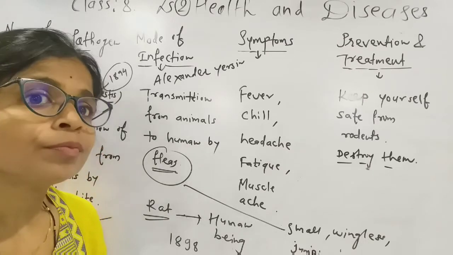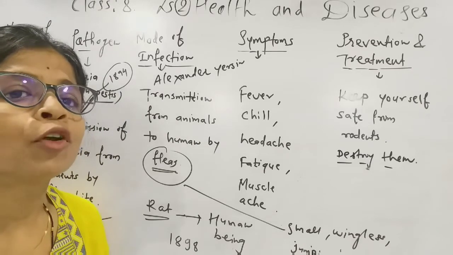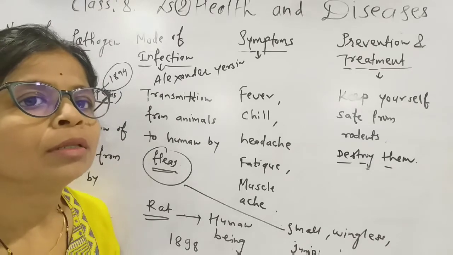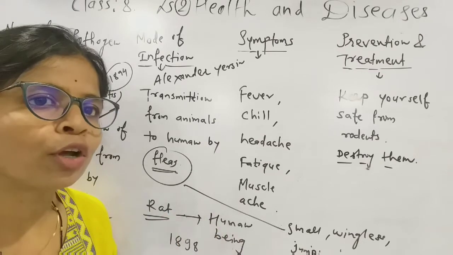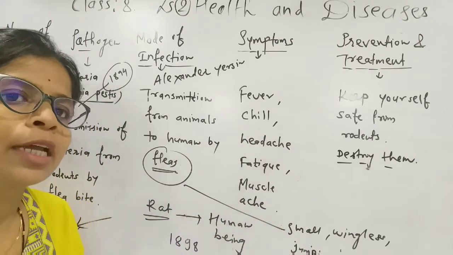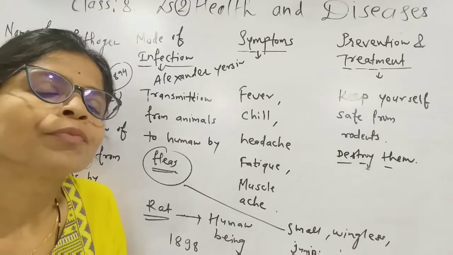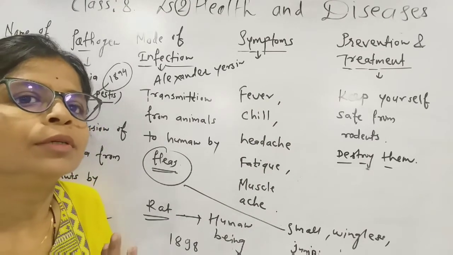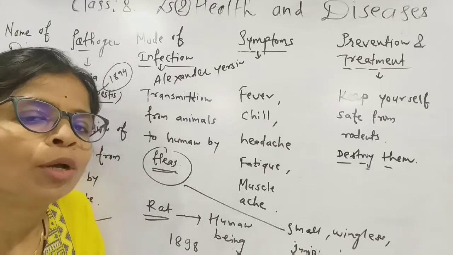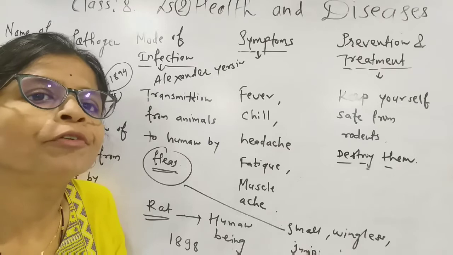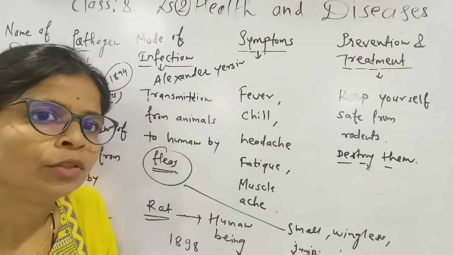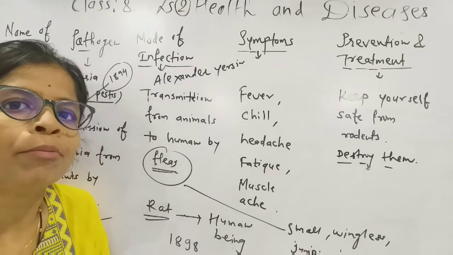Now, to prevent ourselves from plague, what do we have to do? Nowadays plague is not there, it is completely destroyed. But in such a case, at that time we had to destroy the rodents properly, or keep ourselves safe from the rodents. So this is about plague.